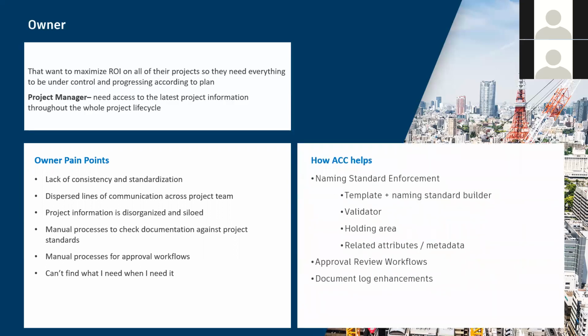And I suppose how Autodesk Construction Cloud helps this. It helps you enforce a naming standard of files. It gives you a template and naming standard builder, also a validator to check files as well. It gives you a holding area to keep files until they've been approved or been checked. Create different metadata for a file, so adding custom properties such as the revision code or the status code or your suitability code, and then approval review workflows as well.